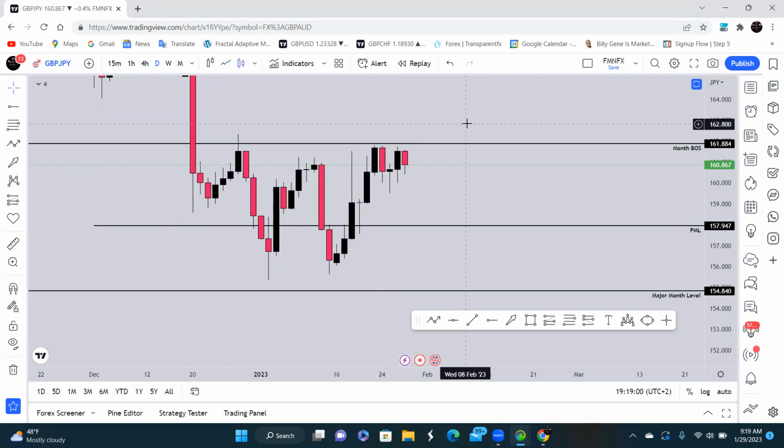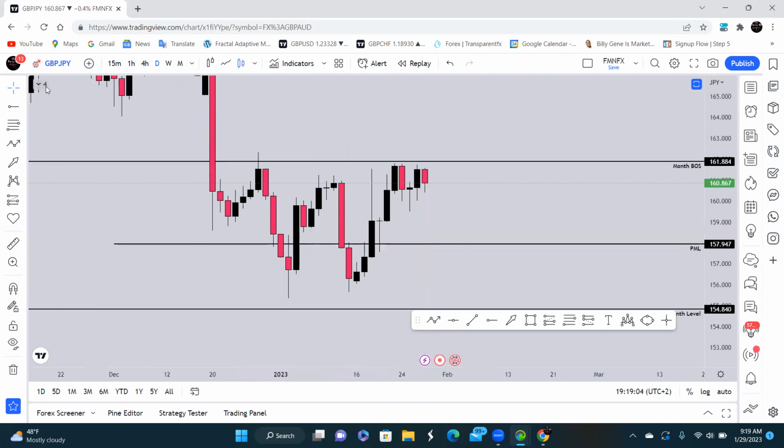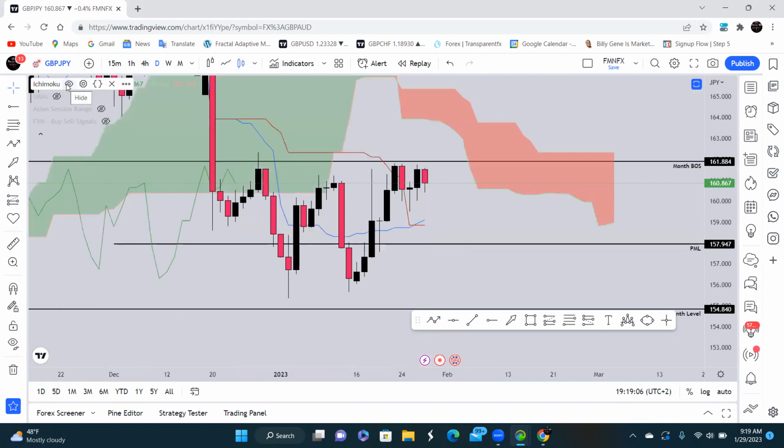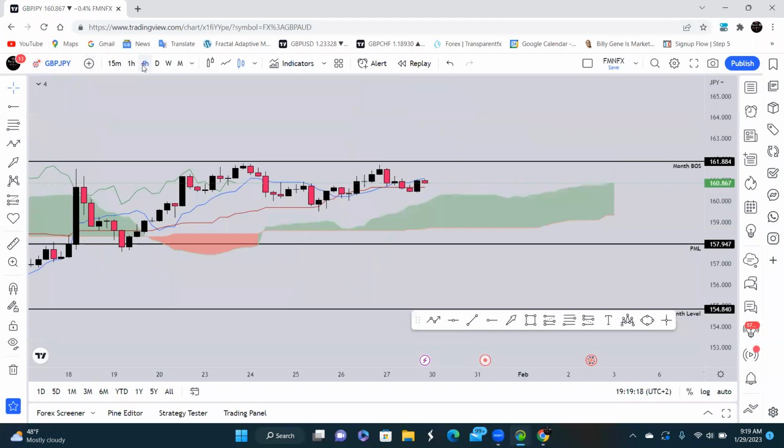All right, so that's the daily. You can trade from the daily, absolutely. And we're already below on the daily. The cloud is already red. Perfect, because that's aligning with what I'm seeing. I'm looking for sells. Let's drop down to the 4 hour. That's my golden time frame.